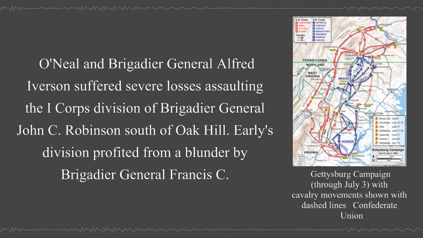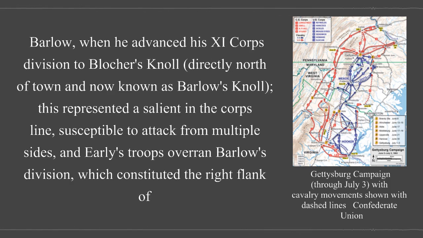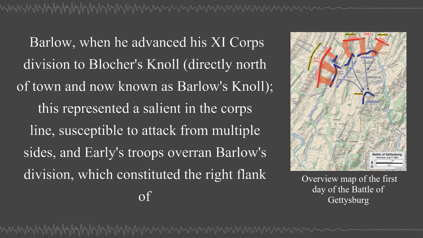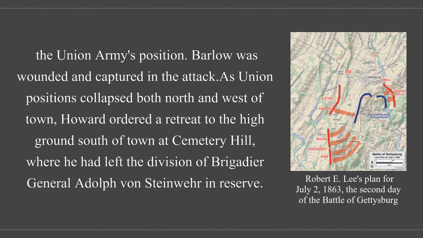Early's division profited from a blunder by Brigadier General Francis C. Barlow when he advanced his XI Corps division to Blocher's Knoll, directly north of town and now known as Barlow's Knoll. This represented a salient in the corps line, susceptible to attack from multiple sides, and Early's troops overran Barlow's division, which constituted the right flank of the Union Army's position. Barlow was wounded and captured in the attack.